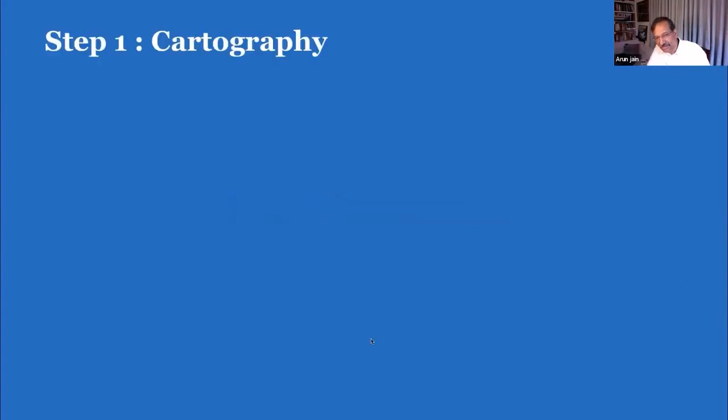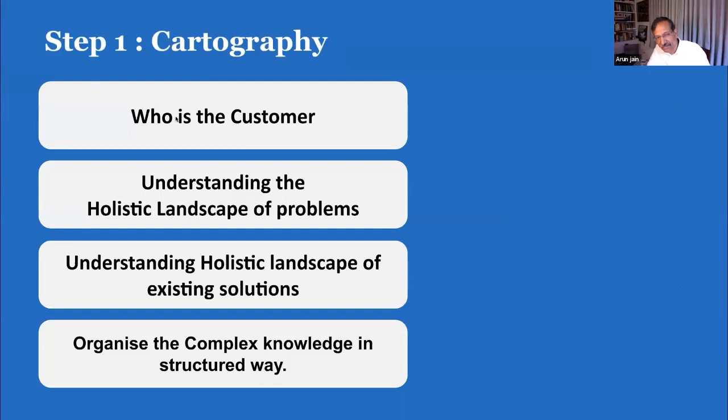And for drawing this map, I need to understand who is my customer or my customers, and the holistic landscape of the ailments. I need to understand the holistic landscape of existing solutions, which have been worked over a period of time, traditionally working for hundreds of years. What are those solutions? And organize the complex knowledge in a structured way.